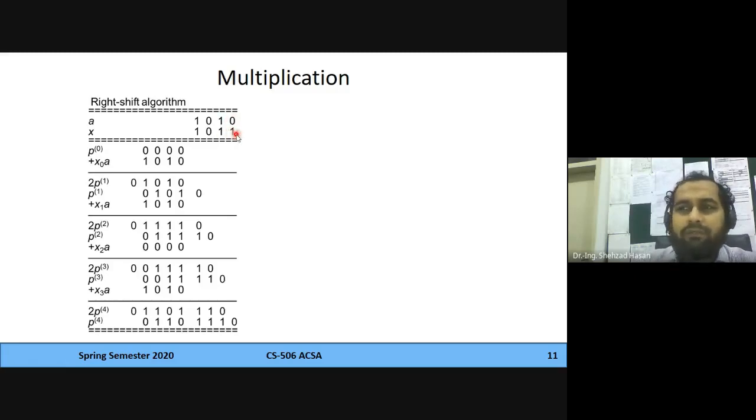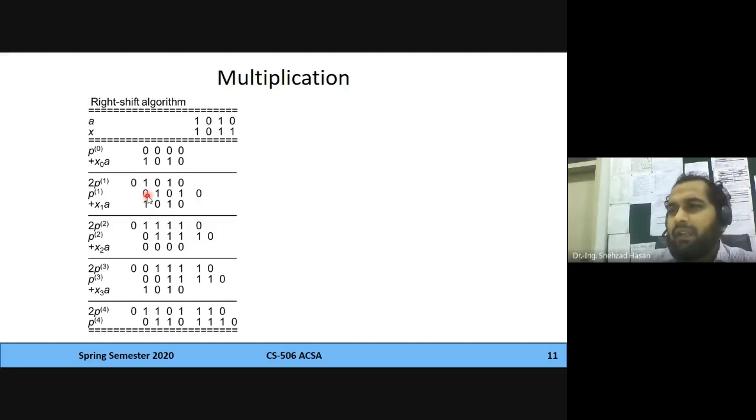Since this bit is 1, we are going to copy A, 1010, and then add that. So 0 plus 0 is 0, 1 plus 0 is 1, 0 plus 1 is 1, and 0 plus 0 is 0, and 0 plus 1 is 1. And then we have another bit over here just to represent what should be shifted in when we shift to the right. So this is the right shift algorithm. We are going to shift the numbers to the right. So this 0 is just to show what should be shifted in at this point.